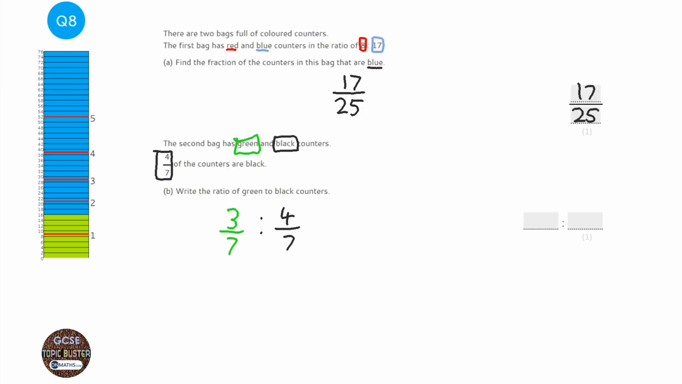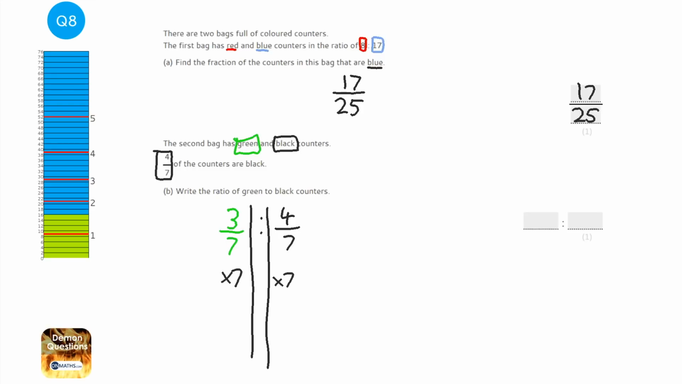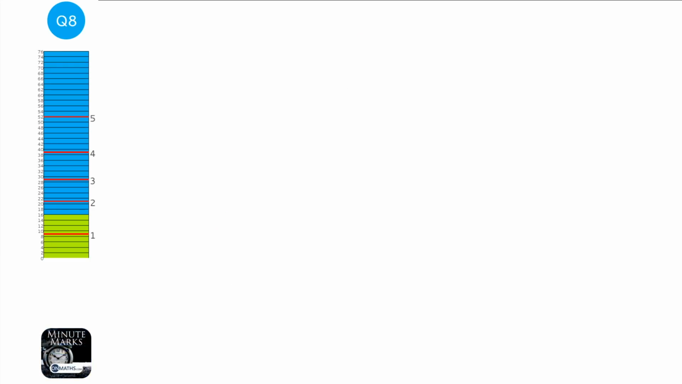So looking at that, what we can do to both sides, and I can put little lines down here, I can times both sides by 7 to simplify the fraction, to simplify the ratio even. So when I times the left by 7, I get 3, and when I times the right by 7, I get 4. So the ratio of green to black, and be careful that you have it in the same order, so we need to have green then black, is 3 to 4. And make sure that it's in simplest form, which it is.